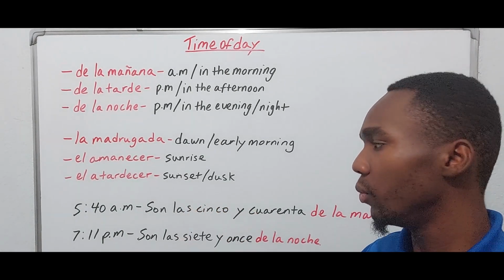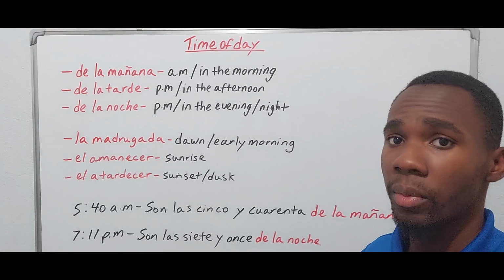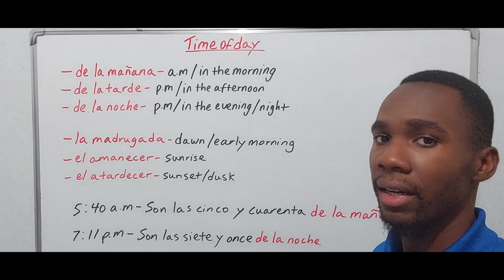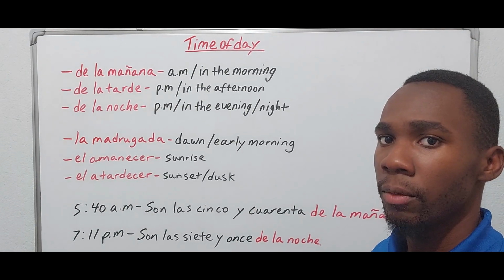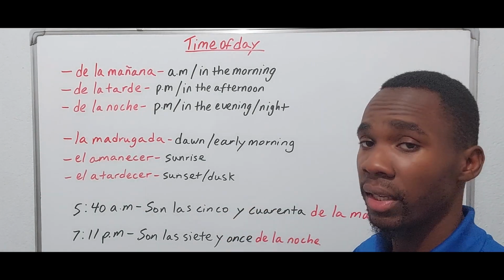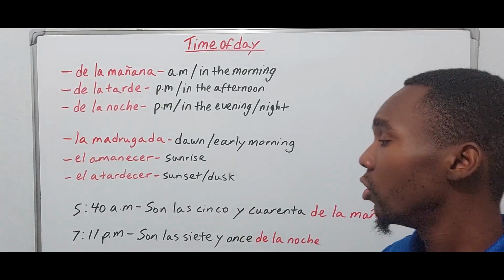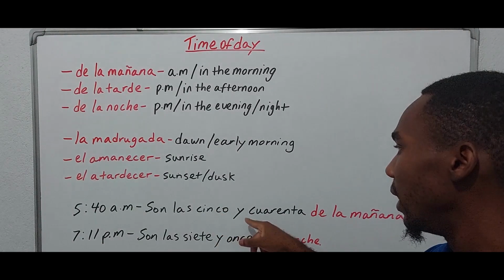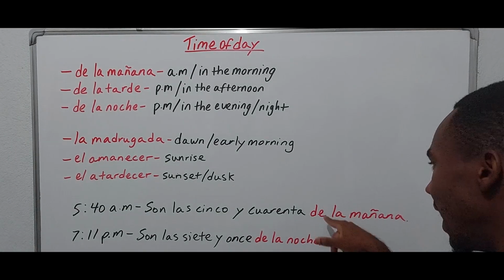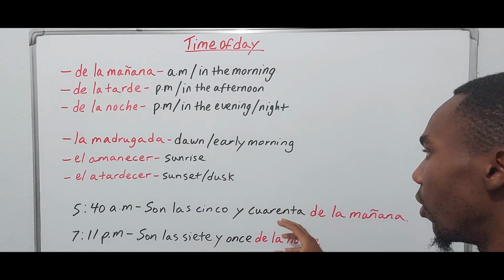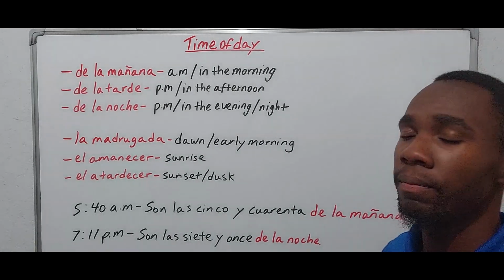So 5:40, we already know the formula for telling time. Son las 5:40. Okay? But how do we mark the time? So we want to say AM, which is morning. So we say son las 5:40 de la mañana. Use the phrase here. It is 5:40 in the morning.